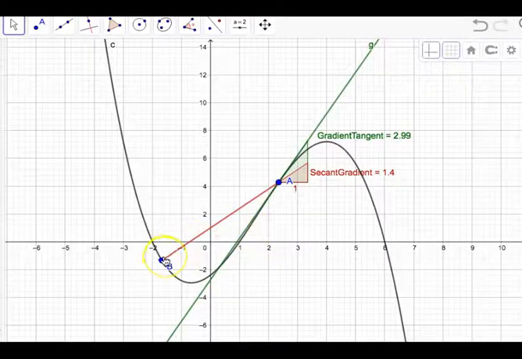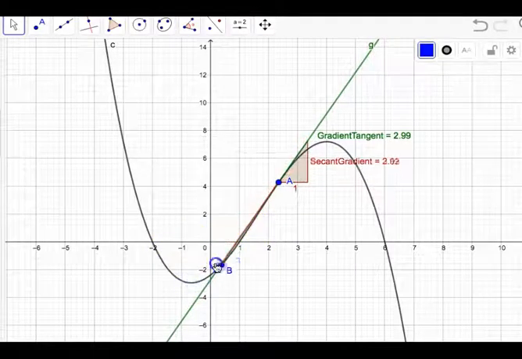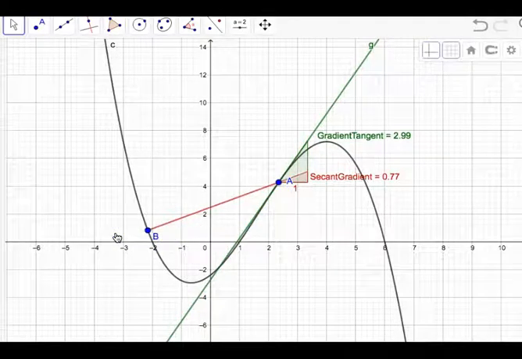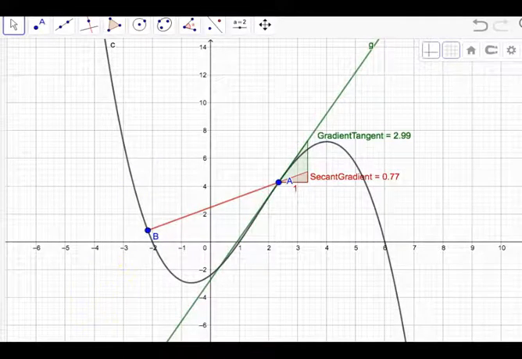All right, gradient of secant is 1.4. As B gets closer to the A, the gradient is the same, 2.99. We're going to make it 3, all right? So we're making it 3. That doesn't relate to your graph that you can see. So the gradient of the secant approaches the value of, I'm just going to put 3. Therefore, the gradient of the tangent is 3 using what I just did, not what's on your page, all right? But it is the same curve.